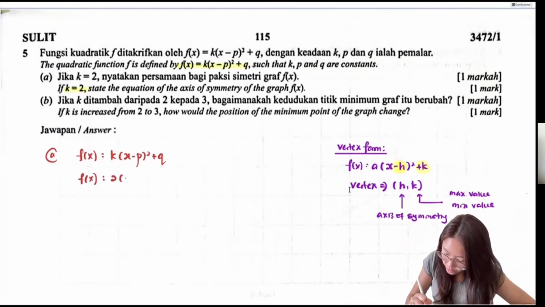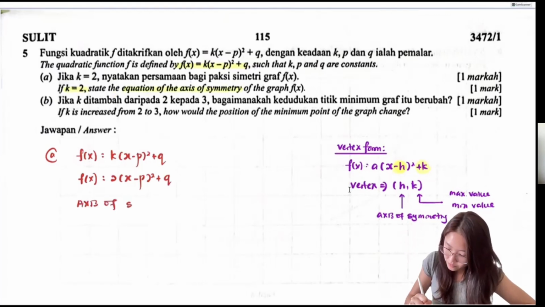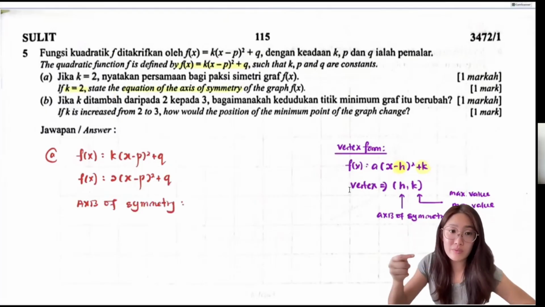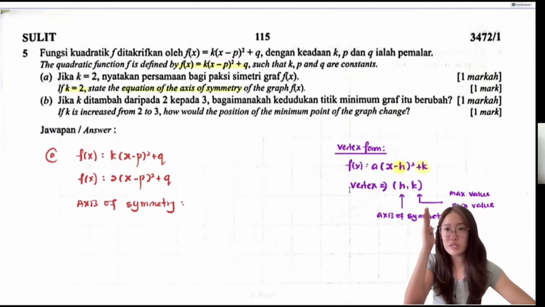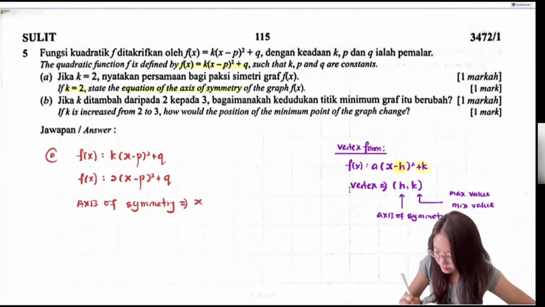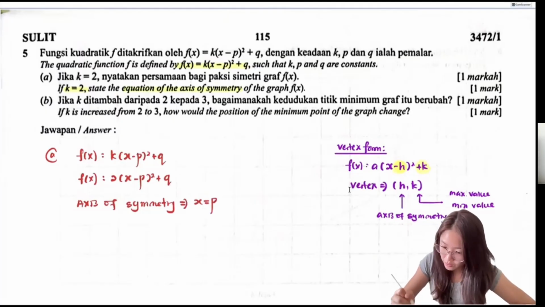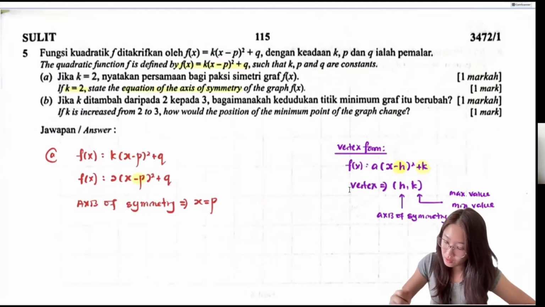f(x) equals 2 times (x minus p) squared plus q. State the equation of the axis of symmetry of the graph. Okay, guys, your axis of symmetry is a straight line. No matter whether you have a sad face or a smiley face, your axis of symmetry is always straight vertical. So you're going to start out with x equals p. Remember, you switch the sign here. 1 mark. State only. 1 mark.